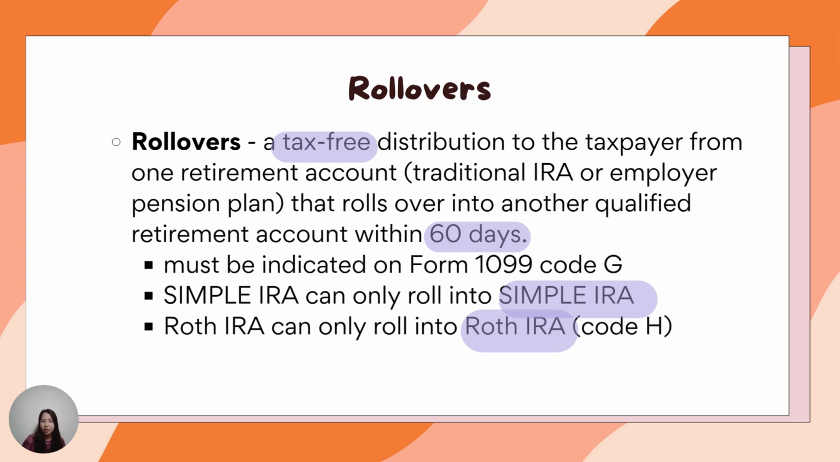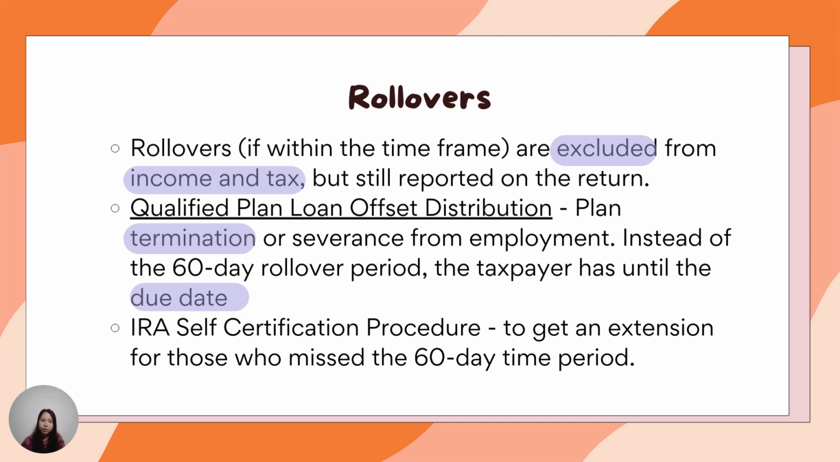Simple IRAs can only roll into simple IRAs, and Roth IRAs can only roll into Roth IRAs. These are the two that have to be maintained. You have to roll a simple IRA into a simple IRA and a Roth IRA into a Roth IRA. Rollovers that are within the time frame are excluded from income and tax.